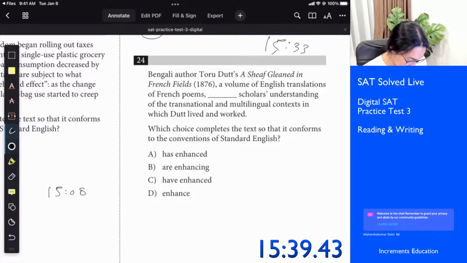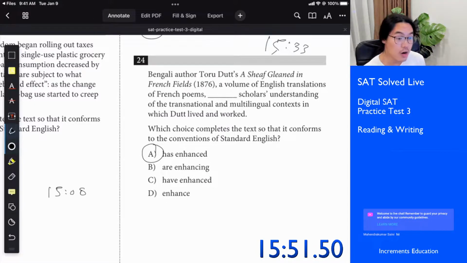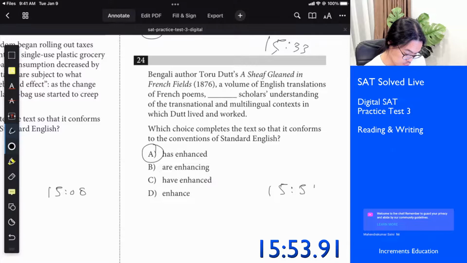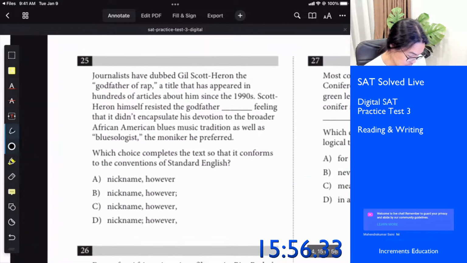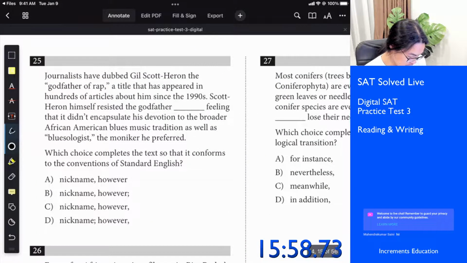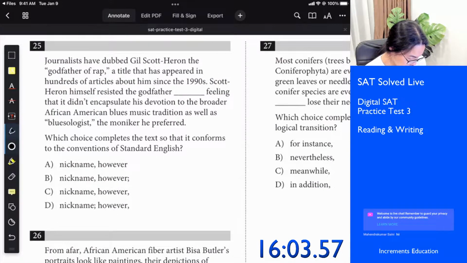Toro Dutz. Has enhanced scholars' understanding. Wow, I am exhausted. I'm going to make mistakes. Gilstad Heron, the Godfather rap title appeared. So resisted the Godfather nickname, however, feeling that it was bluesologist. Okay, 1612.